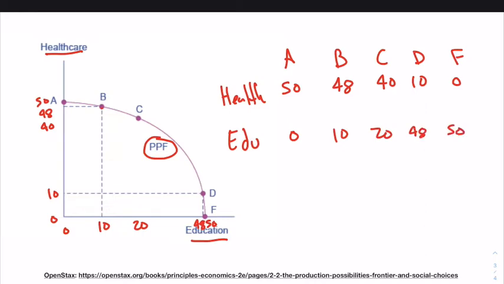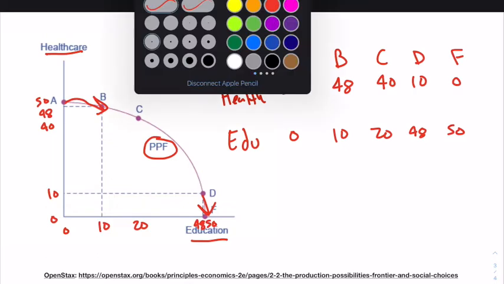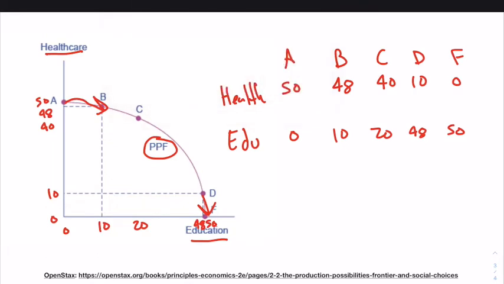Now, the easiest way to show the law of increasing opportunity cost is once we get closer to each of these points. So let's do A to B and then D to F to show their comparisons. I'll do these in a different color so it's easier for you to see. When we go from A to B, we are losing 2 and we gain 10. And remember, our opportunity cost is our loss over gain.